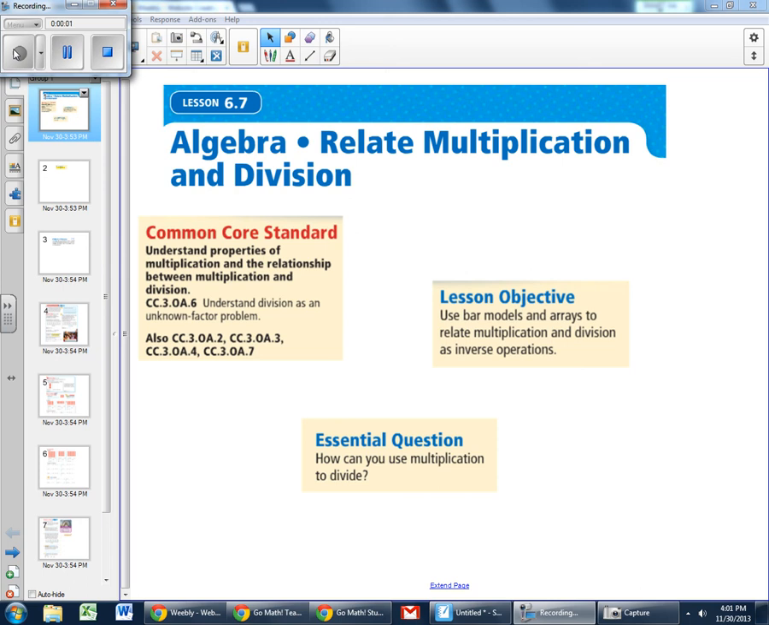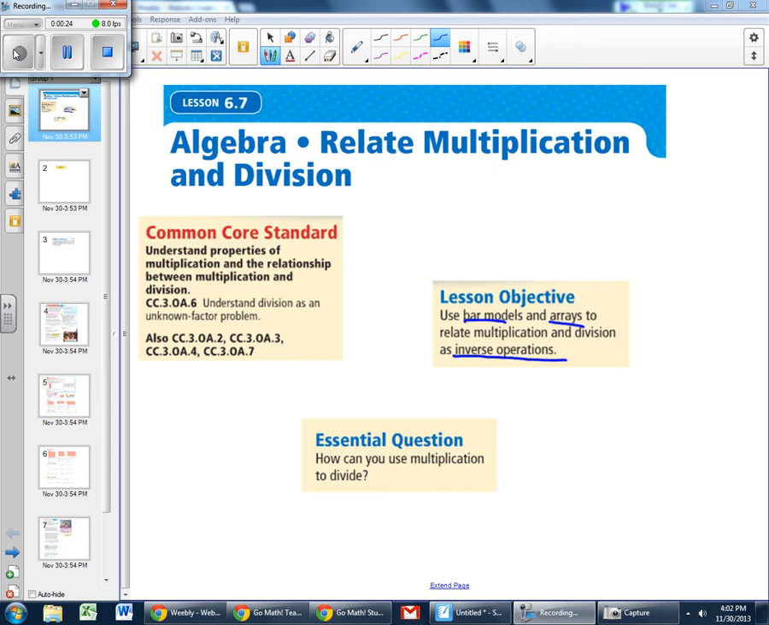Moving through chapter 6, we're on lesson 6.7. Still within the algebra strand and relating multiplication and division problems together. We've been doing that the entire chapter, so we will see more of a connection as we go through the lesson. Our lesson objective today is using bar models and arrays to find related multiplication and division as inverse operations.